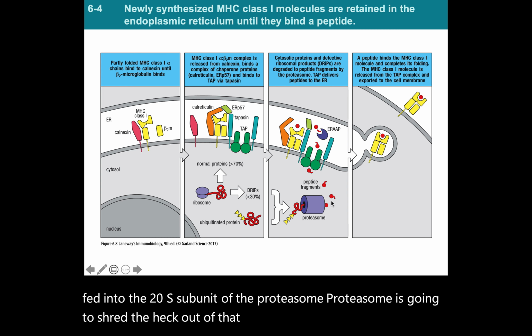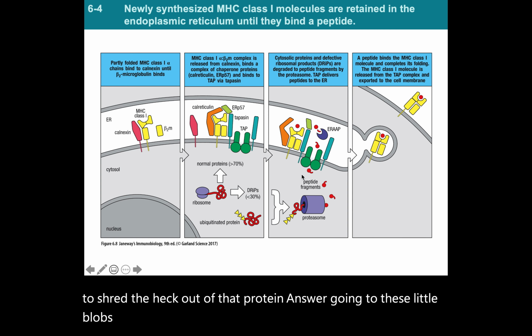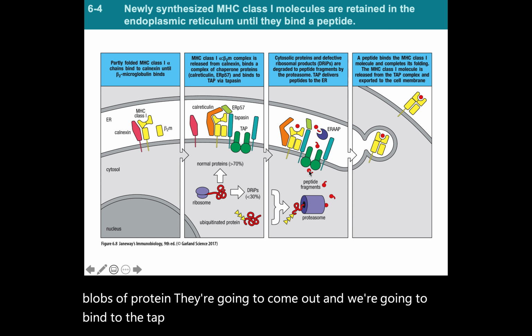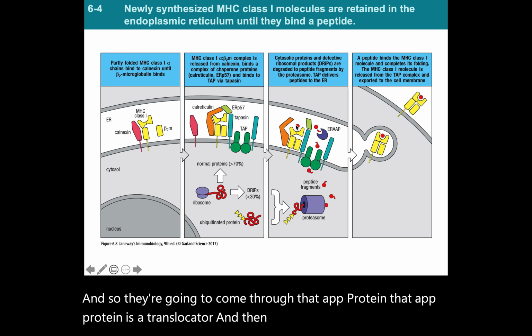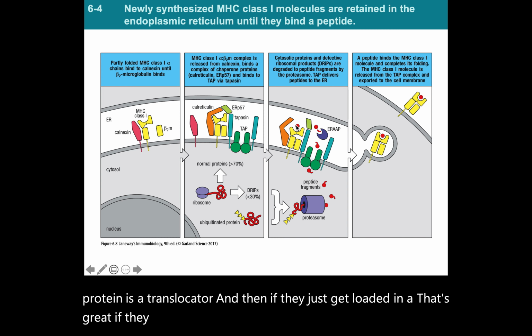And so we're going to get these little blobs of protein that come out and bind to the TAP protein. They're going to come through the TAP protein. The TAP protein is a translocator. And then if they just get loaded in, hey, that's great. If they're a perfect fit, no need for any extra stuff.